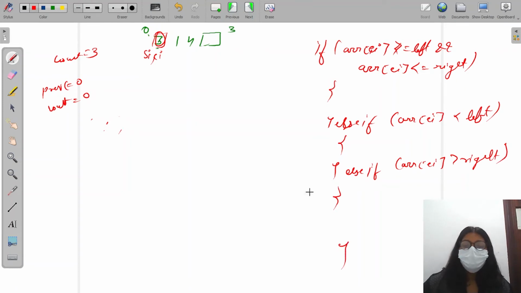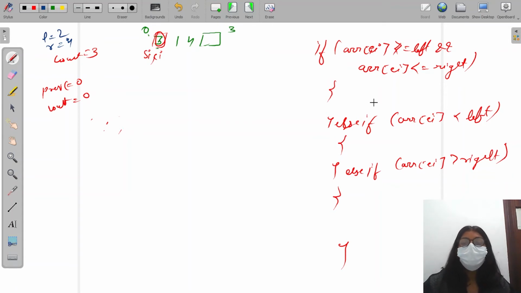Okay. Now let's see. My EI is here, it's checking. Let's set some range. L is 2 and R is 4. Now I check here, does this 3 lie in my range? Yes, it lies in my range. So what am I going to do here?